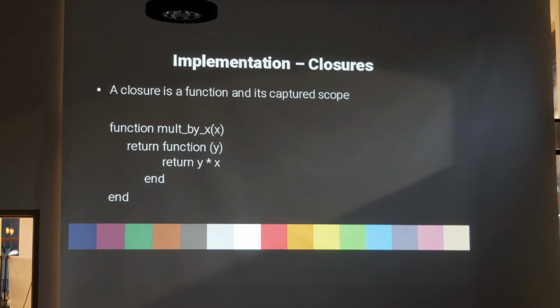So this is an example of a really, really simple closure. What you can see here is we have a function multiplied by x, which takes in one value x, and it returns a function which is going to take in a value of y. That function then returns y multiplied by x. So this is a closure because the value of x, once that inner function has been returned, is no longer accessible, but that function still has it. And that's pretty much what a closure is. It's a function and the scope that has been captured around it.